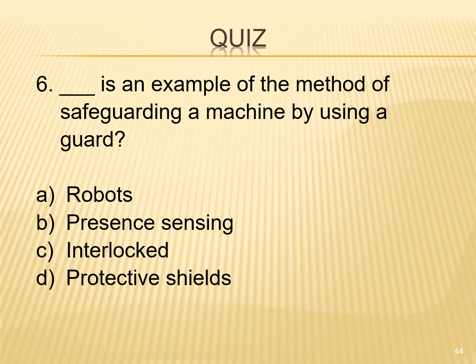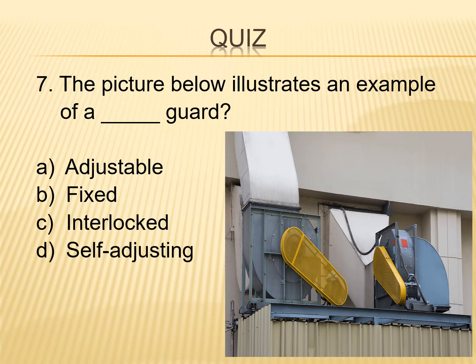Question 6. Blank is an example of the method of safeguarding a machine by using a guard. A, robots, B, presence sensing, C, interlocked, D, protective shields. Question 7. The picture below illustrates an example of a blank guard. A, adjustable, B, fixed, C, interlocked, D, self-adjusting. And it's these two guards here that are circled. What are those examples of?